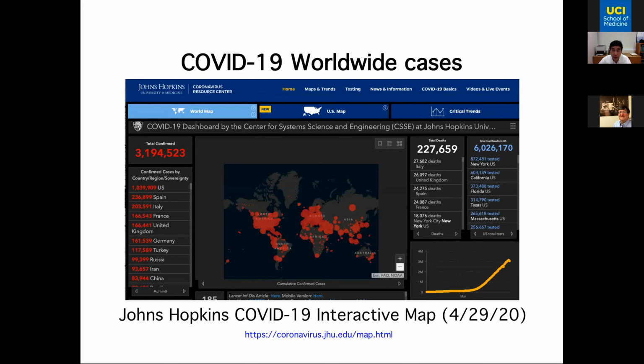Johns Hopkins has a very good interactive map, and this is from yesterday. We have now more than 3 million known cases in the world. There's going to be an issue about what is the actual number of total cases, because these are cases that are confirmed by testing. And the number of deaths in the world is now over 200,000. Again, there's a question as to what the actual death number is.